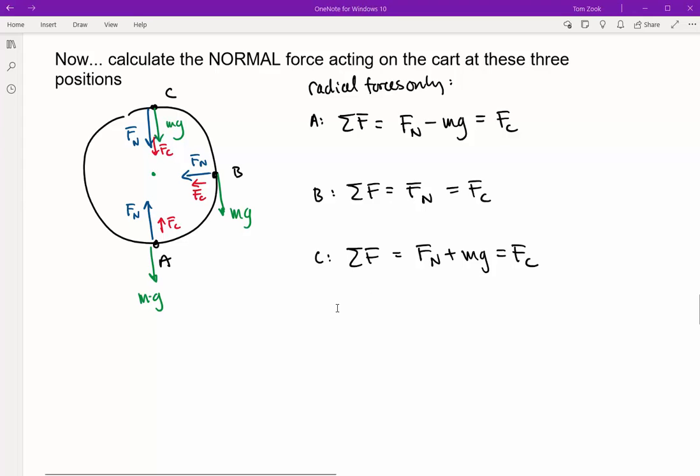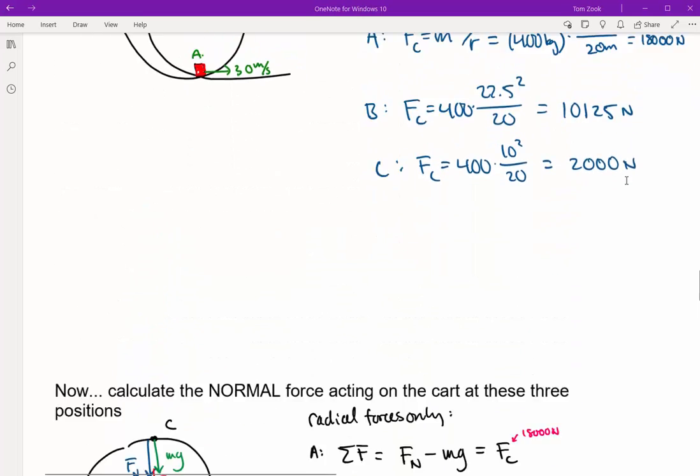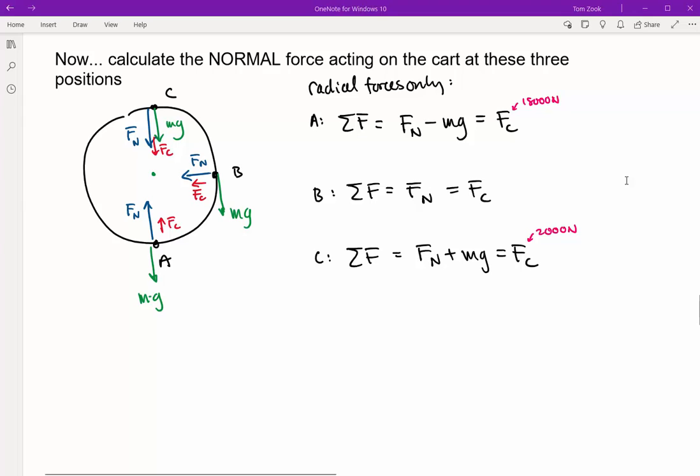So if we want to figure out what the normal force was at each of these points, we need to know what mg is and what fc is, and it just so happens that we already calculated what fc is for all of these. It was 18,000 newtons here, it was 2,000 newtons here, and it was something in between. I think it was 101.25, yeah, 101.25 right here. So we can calculate all those and see what we get.